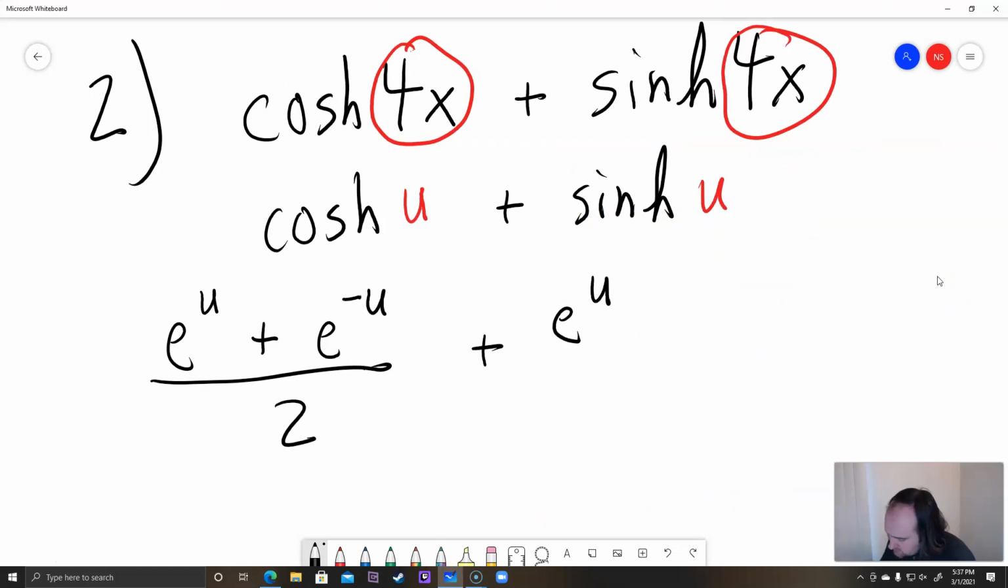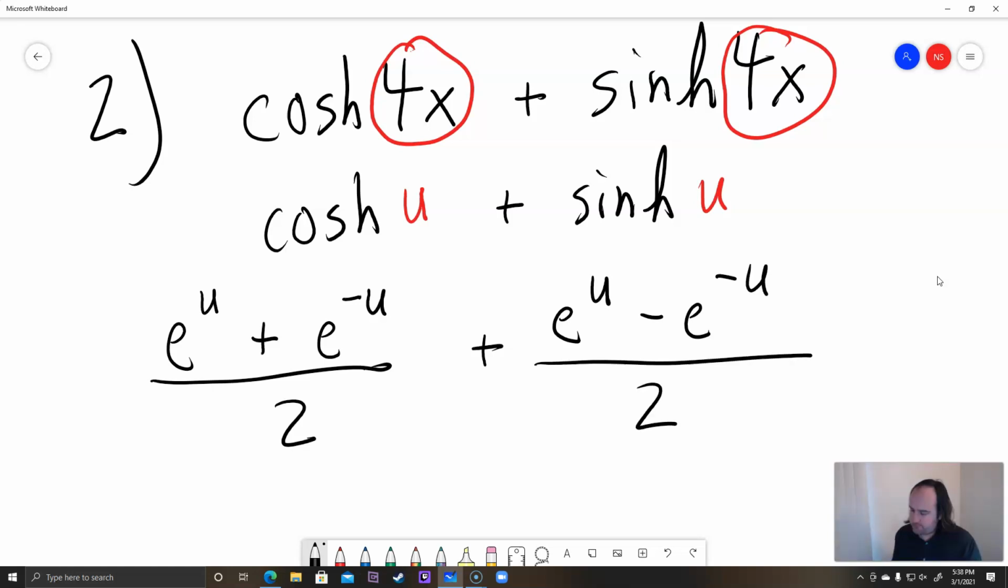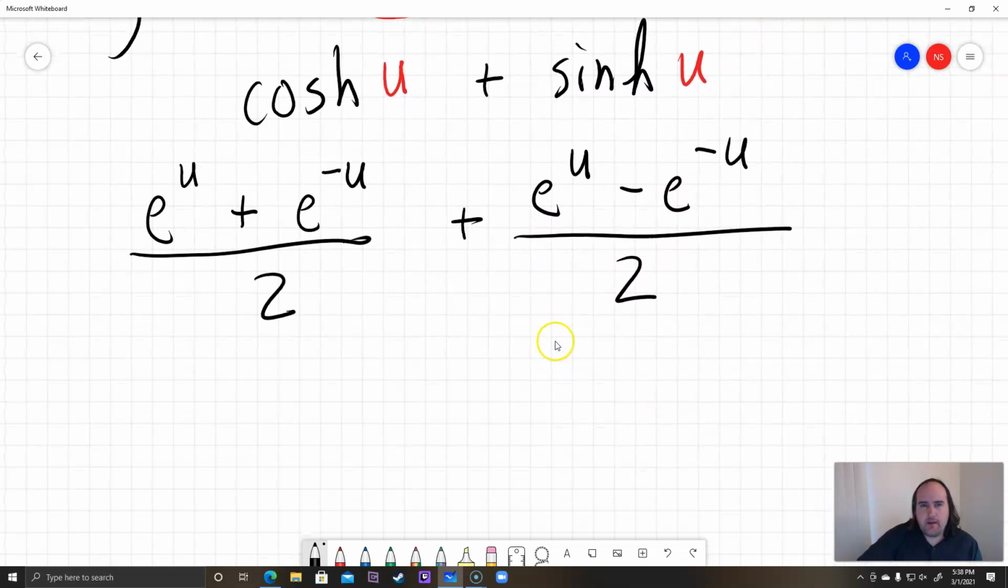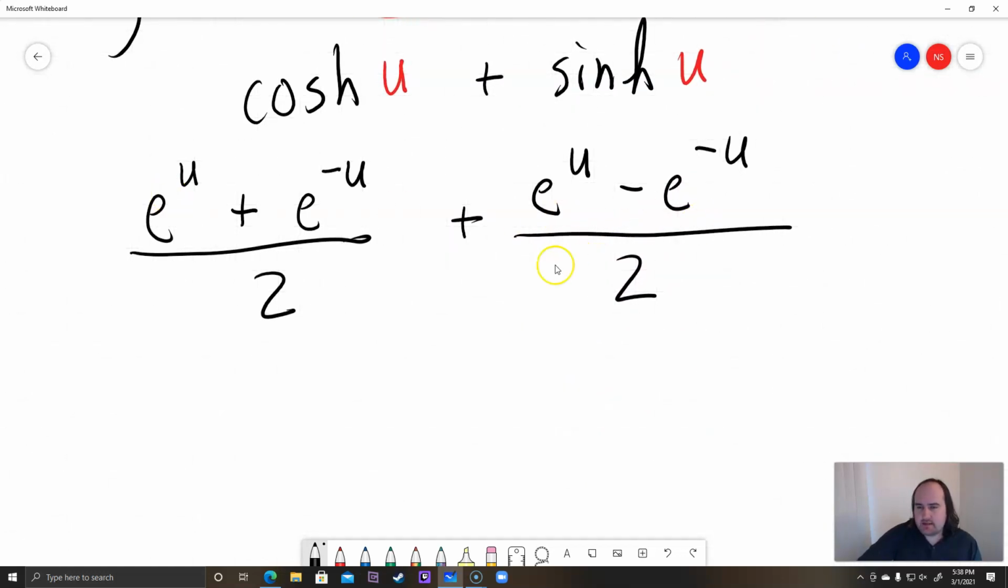Okay, so e to the u minus e to the negative u all over 2. Now you might think in this step that you would want to go ahead and plug back in your 4x, but actually you don't even have to do that yet, because here what we really want to do is simplify this a little bit more before we plug back in our 4x. So remember, I'm just calling 4x u here just to make it easier to do the algebra. But we can actually simplify this.